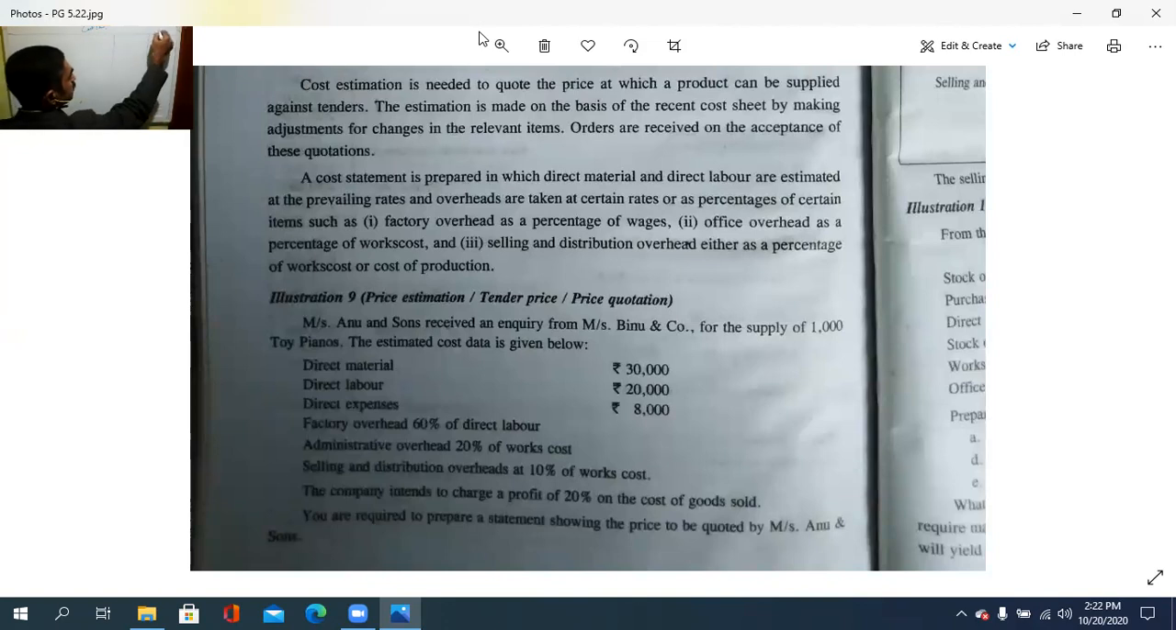Then amount column. This is the per unit and this is the amount. So 1000 per unit. So firstly, what is that? Direct material. We need to prepare.